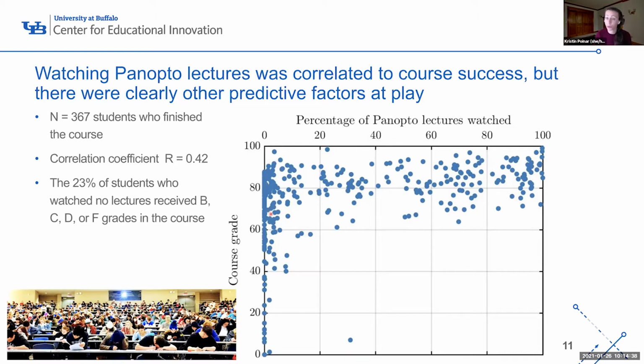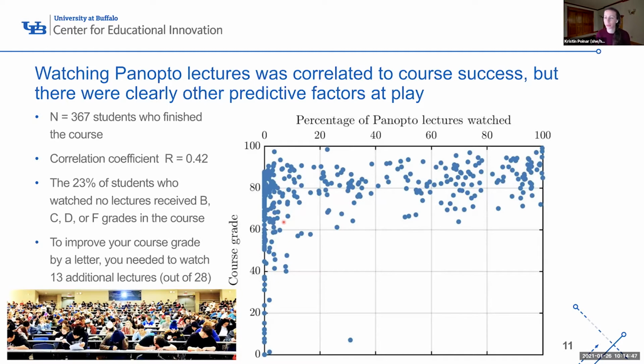So if you want to improve your grade in the course, you simply watch more videos, right? There's a positive slope on this line. But it wasn't that strong of a relationship. If you wanted to improve your course grade by a letter, so 10 percentage points, you needed to increase your viewership by 50% of the lectures. So you needed to watch 13 additional lectures out of the 28, and that would be enough to raise your grade by one letter grade. So the correlation is not that strong.